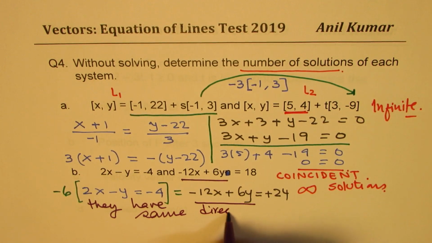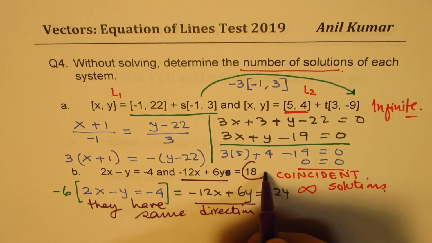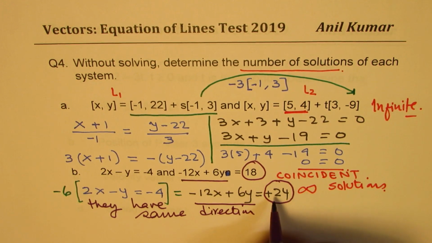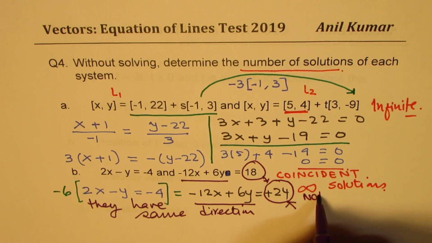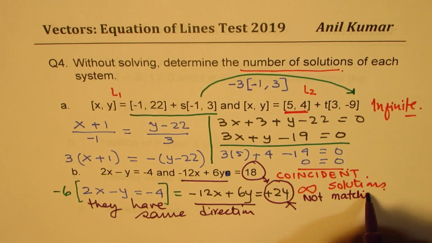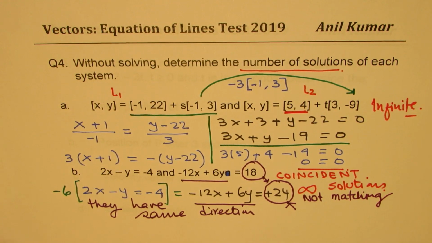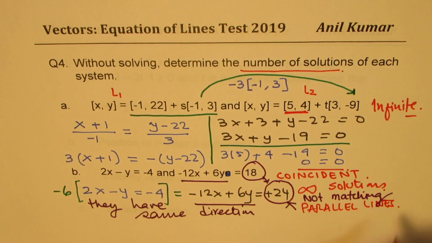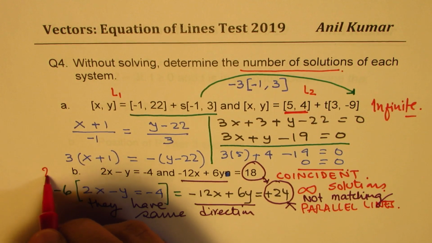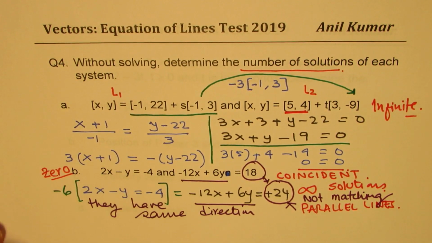We can say same direction. However, this point is not matching, correct? They are not matching, right? So they are not matching. In that case, these lines are parallel lines. Is that clear? So we'll have 0 points of intersection or zero solutions, correct? So that is how you could actually answer this question.